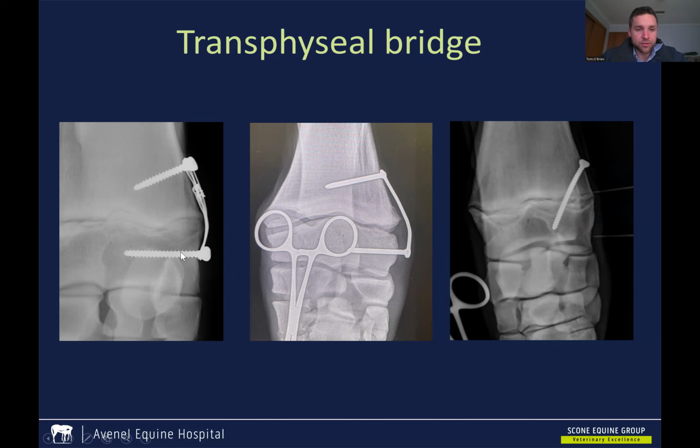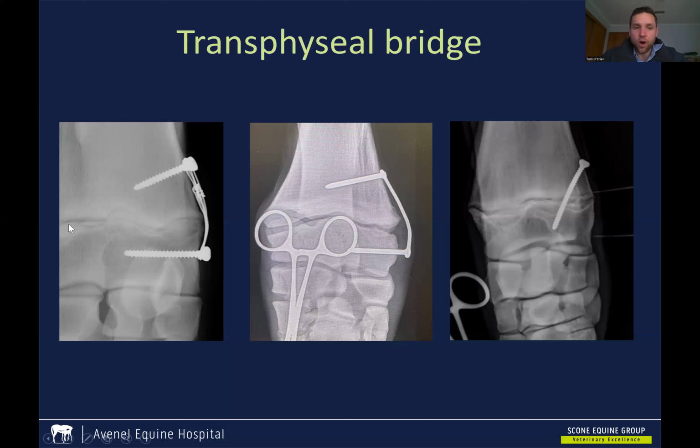So the x-ray on the far left, you can see that there's two screws. We have one screw which is below the growth plate, and we have one screw which is above the growth plate. Now, these screws are connected to each other by wire, and what they're doing essentially is creating a bridge across the growth plate on the side that is growing too quickly. And so it serves the same function as putting a screw across the growth plate.